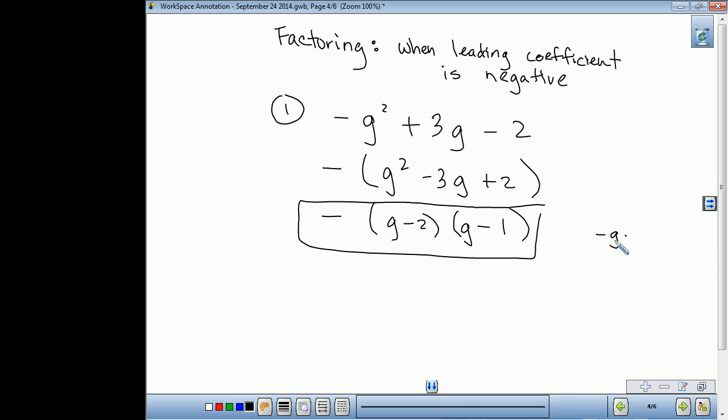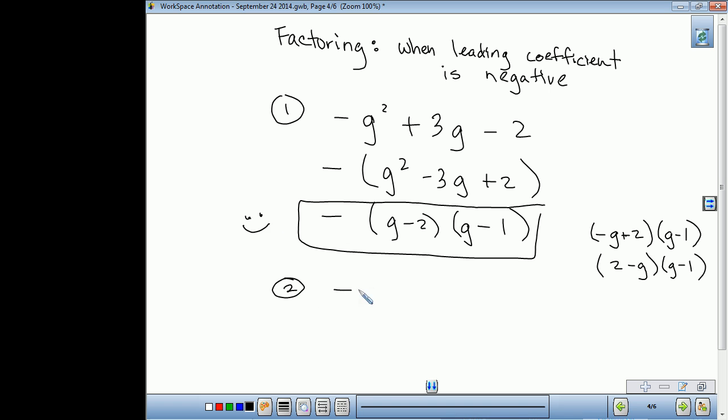Could you write your answer like this, where you distribute through the first one? Yeah, that's just ugly. And usually it would be written like this. But I like this one. I'm most happy right here.